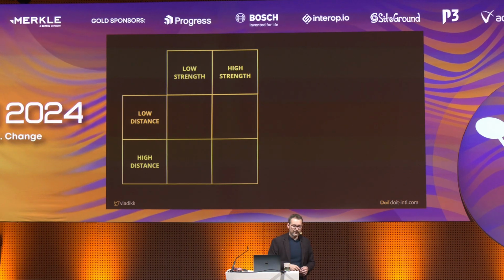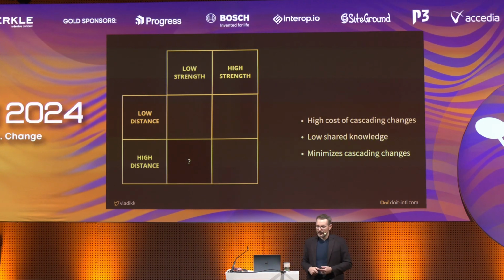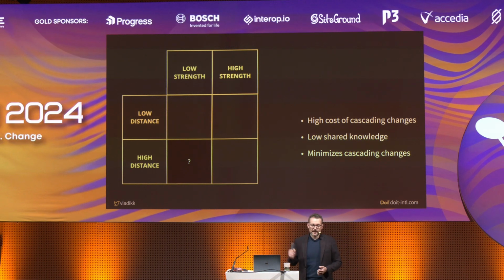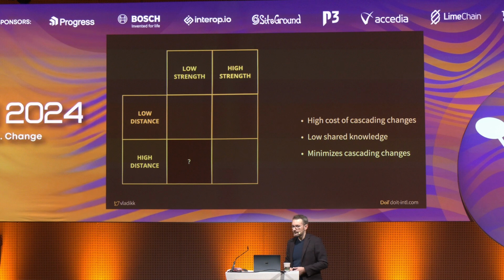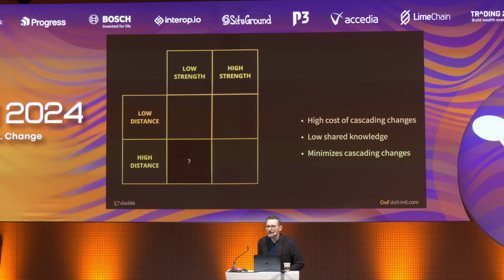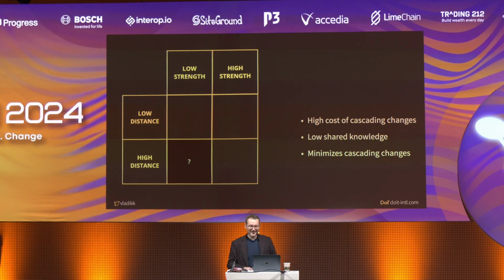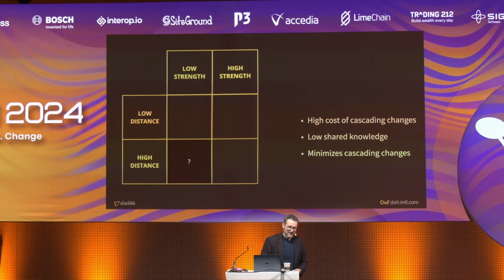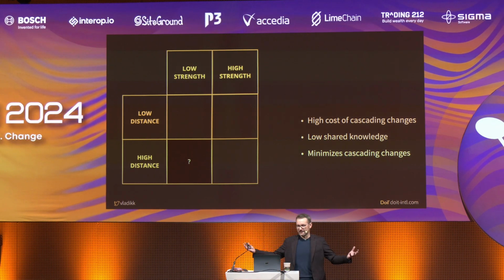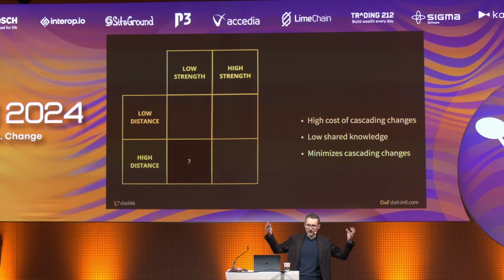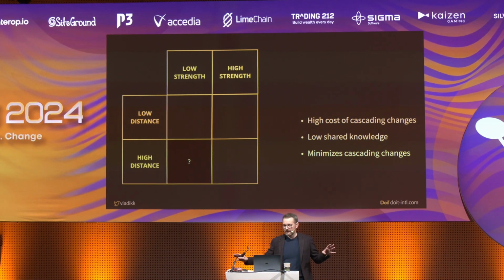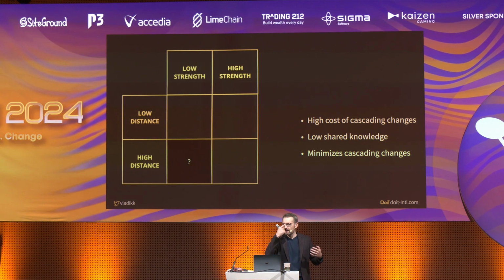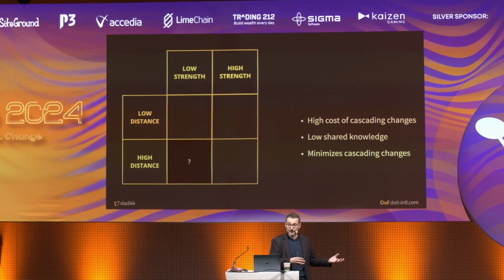Let's start with that box. Low integration strength and high distance. What do we have here? Sorry? Bugs? We'll get there. So we have high distance. That means that if those two components have to change together, it's not going to be fun. You will need to invest lots of effort into making that change.